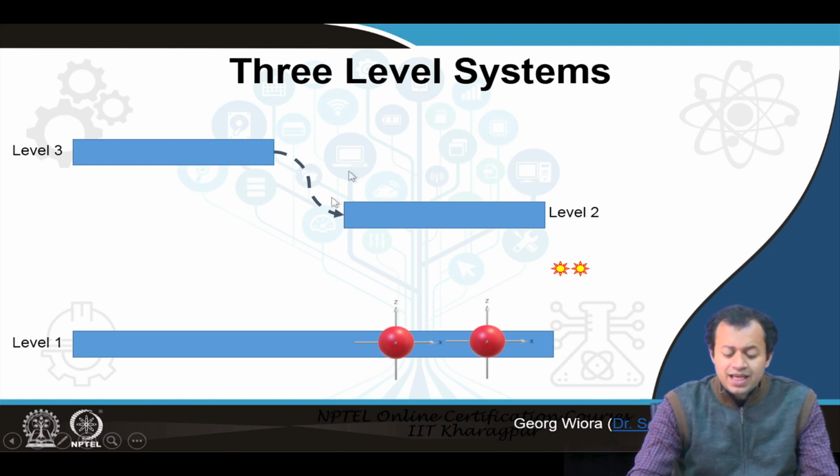So, what exactly is this metastable state? You have a state like this and this. By the way, this photon that is emitted is the difference between this, not the difference between this.